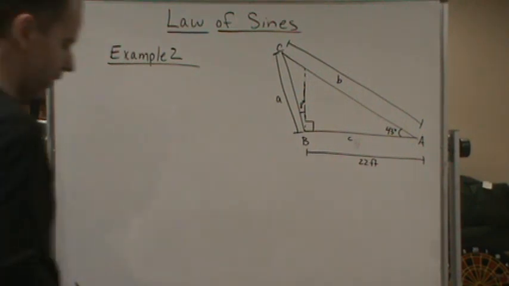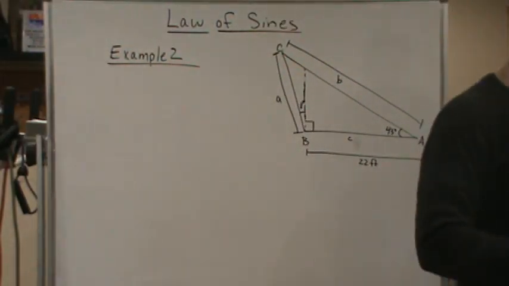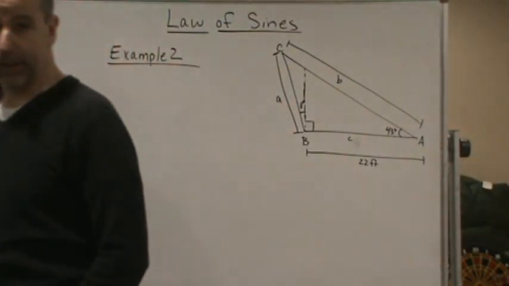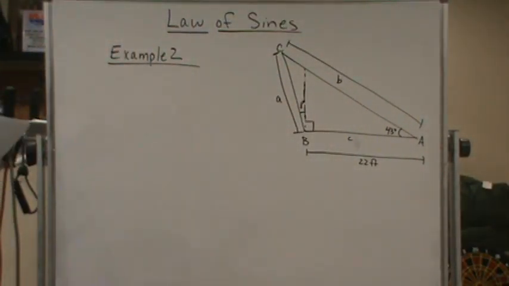All right, so here's another example. So this is like an application. So I'm going to read the problem and then the diagram will make more sense. It says a pole tilts toward the sun at an 8-degree angle from the vertical.